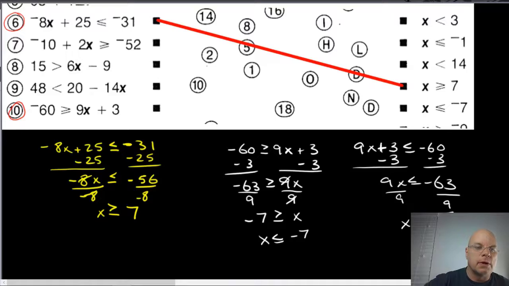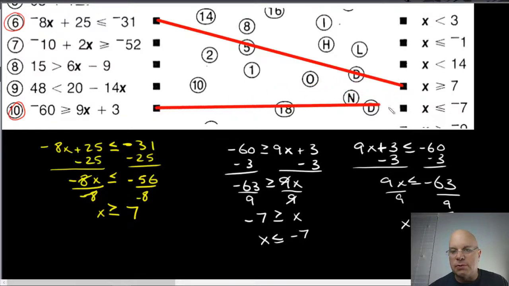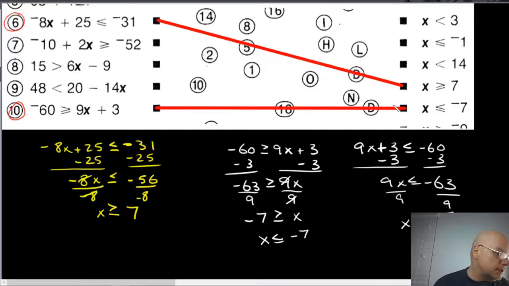Yes, so number 10 will connect to x is less than or equal to negative 7, which is right there. So you're passing through 18 and D. So put a D underneath the number 18 on the riddle. All right, I hope that helped.